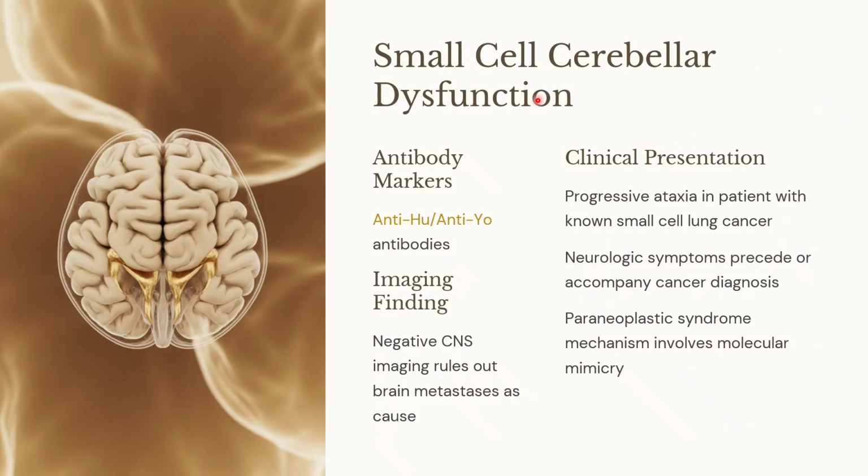What about small cell cerebellar dysfunction? We have anti-Hu, anti-Yo antibodies in paraneoplastic cerebellar dysfunction. Here, there will be progressive ataxia because of cerebellar dysfunction. So these neurological symptoms will precede or accompany the cancer. This is a paraneoplastic syndrome which we see over here.